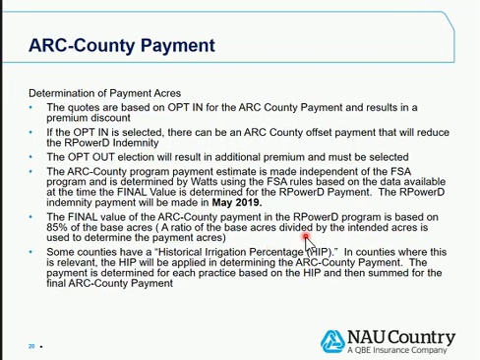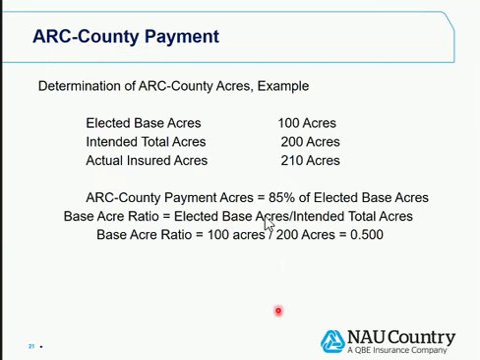You can see it's the ratio of the base acres divided by the intended acres. And then you can also see here that you can exercise the historical irrigation percentage and insure your irrigated acreage on RPowerD different than you do your non-irrigated acres. So it's similar to the enterprise unit option you have available on your underlying coverage. Irrigated, non-irrigated can be insured at different levels. So that's a good feature to the product.